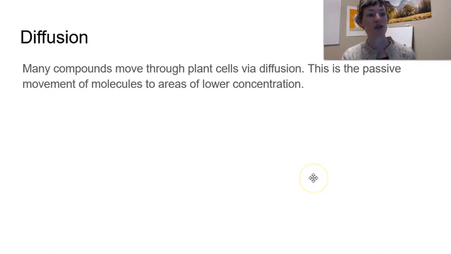So many compounds move through plant cells via diffusion. This is the passive movement of molecules to areas of lower concentration. So this is a concept you should be familiar with from cell bio, that molecules want to move from areas of high concentration to low concentration. And when we learned about photosynthesis last week, you kind of addressed that concept with that flow of protons. That the protons were being packed into an area of already higher concentration, didn't want to be there, and would use the concentration gradient to produce energy and flow down that concentration gradient. So molecules just naturally, chemically want to do that.